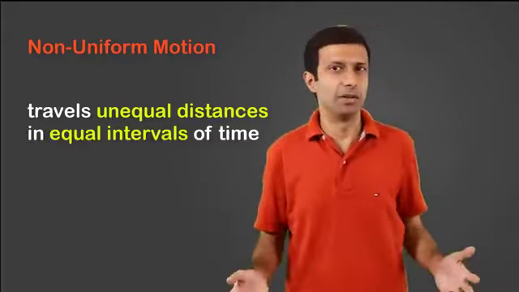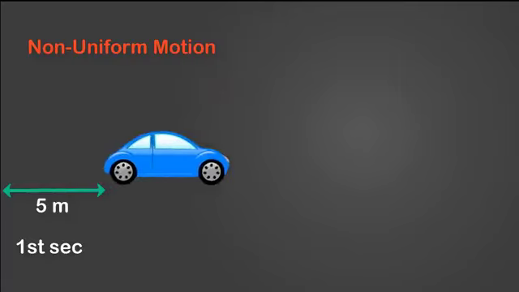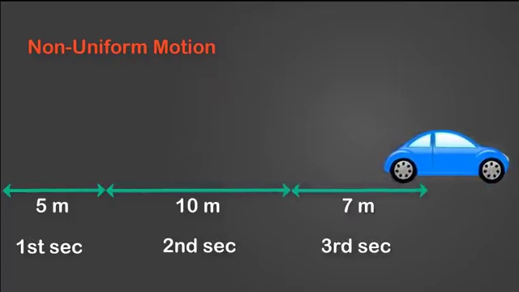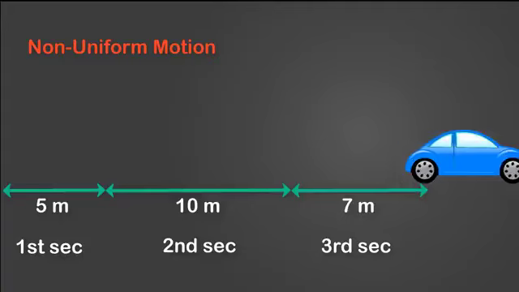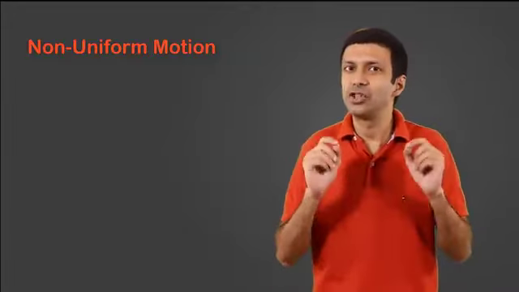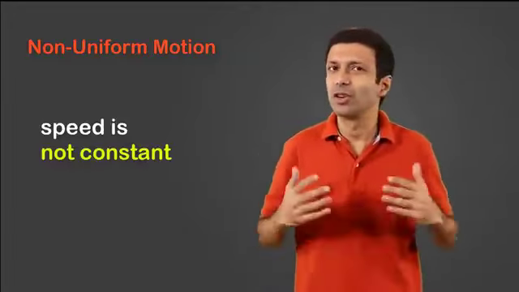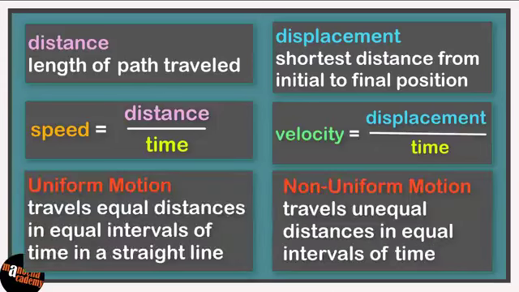Let's take an example. Let's say a car is traveling 5 meters in the first second, and 10 meters in the second second, and 7 meters in the third second. So can you see that the distances traveled every second are unequal here? So the speed is changing, and in non-uniform motion, the speed is not constant. Let's place uniform motion and non-uniform motion on our concept board.